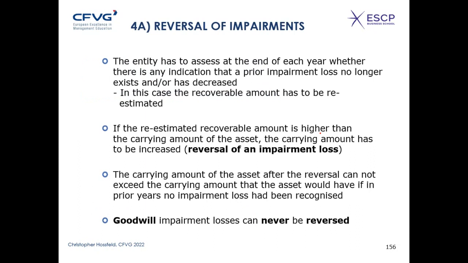As I said before, impairments are forecasted losses, and therefore maybe my forecast is incorrect in the sense that the situation improves over time, and finally the losses are smaller than what I thought originally. Well, in this case, I need to reverse the impairment loss. So at the end of every year, I have to check if my prior impairment loss is still valid, or maybe it has become bigger, then I need an additional impairment loss, or it has become smaller, then I need to reverse the impairment loss.